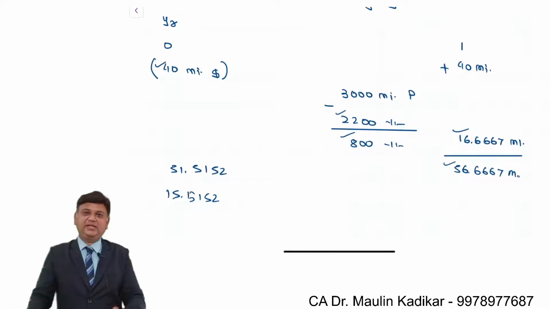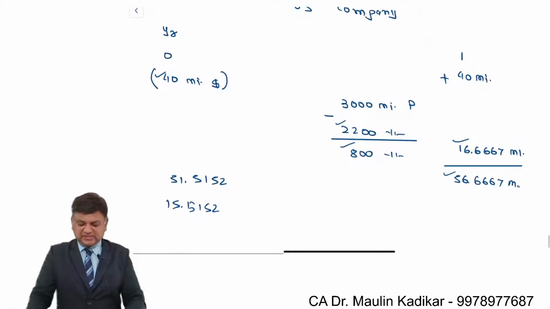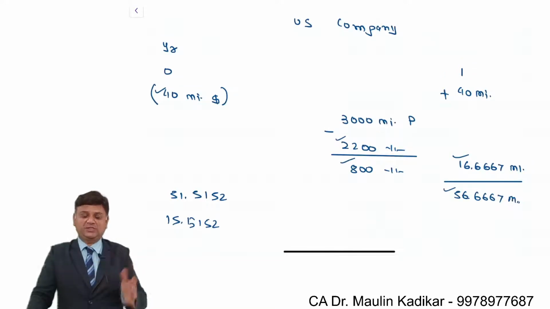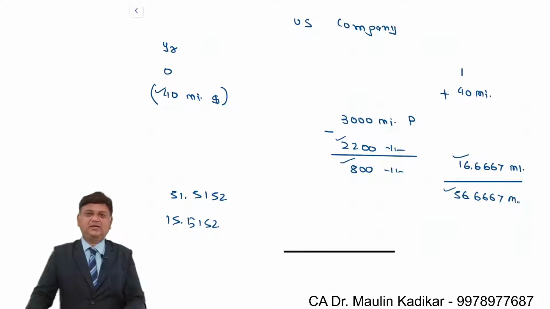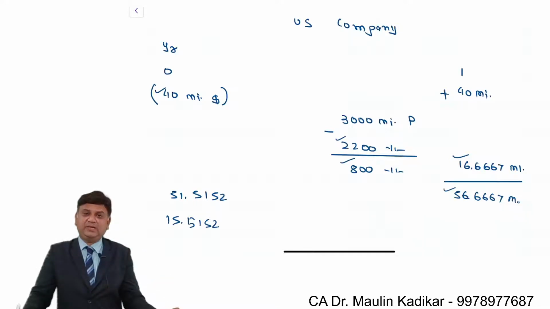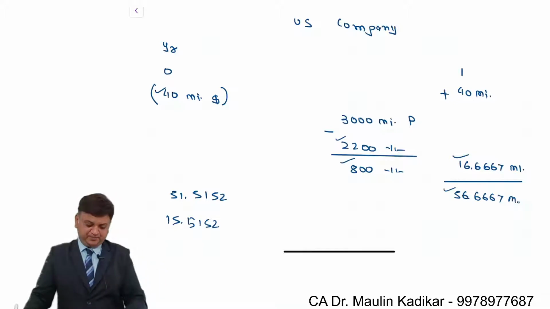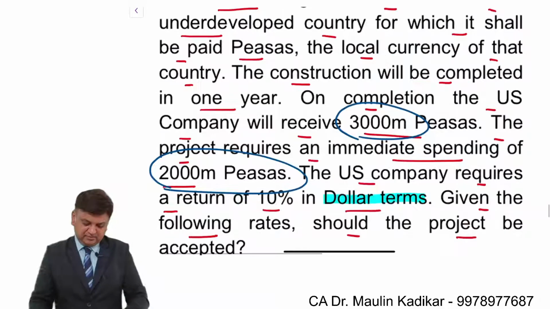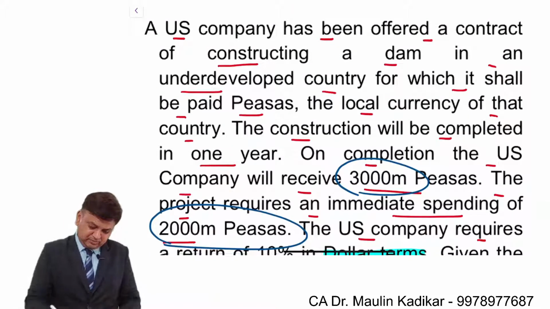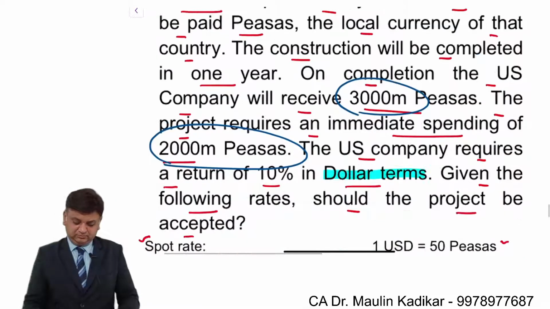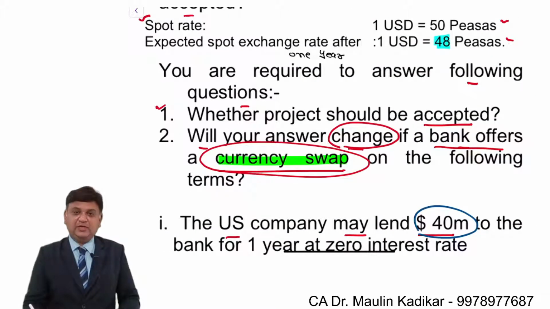So this is the way the transaction takes place in case of a currency swap. Now let us understand the logic for this transaction. Basically, companies in countries like the United States of America, Canada, the United Kingdom, whenever they have to do business in an underdeveloped country, have a fear of substantial depreciation of the foreign currency. That is, after 1 year, instead of 48, it may happen that this becomes 200 Pesas per dollar.